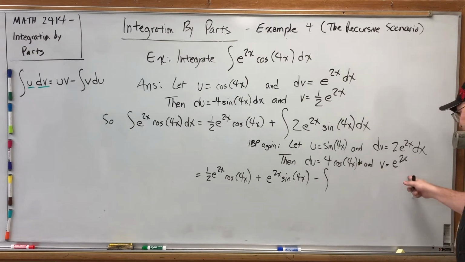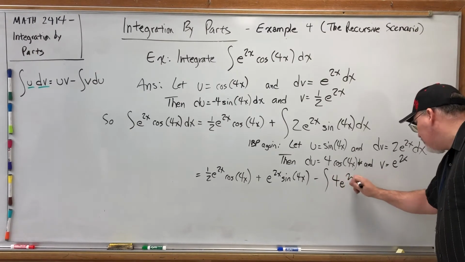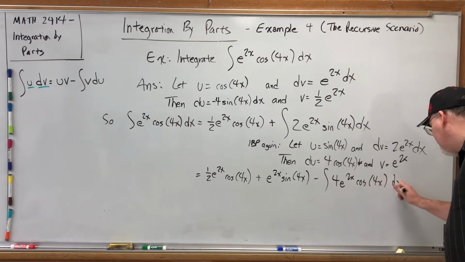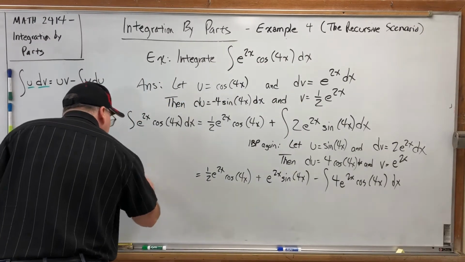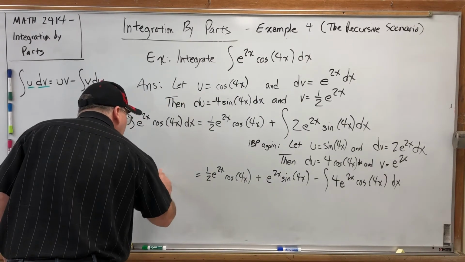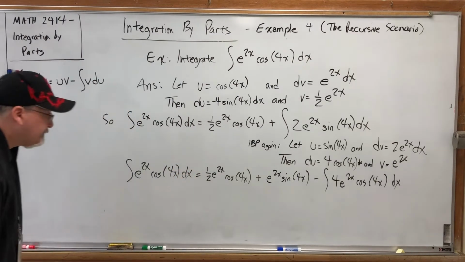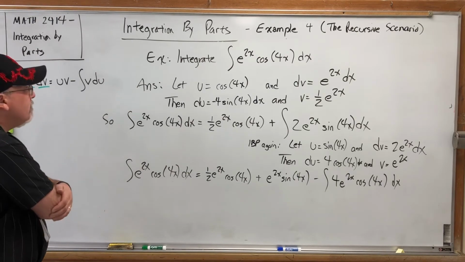If we put all this together, the cleanest version is going to be 4 e to the 2x cosine of 4x dx. And let me bring down the original integral, just to remind you where we started and where we are. Well, shoot, right back where we started, practically.